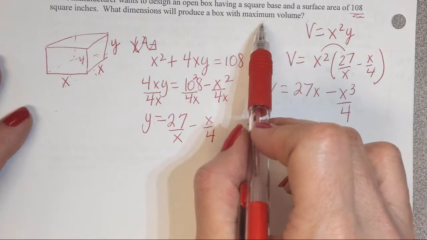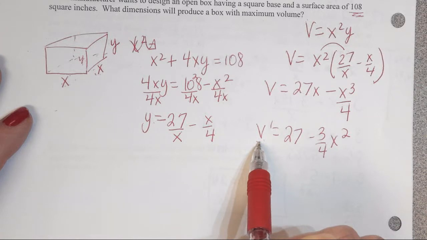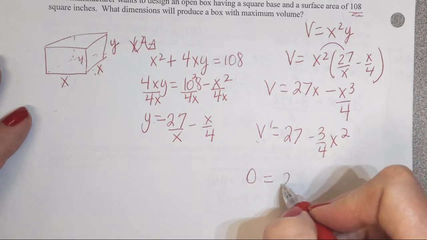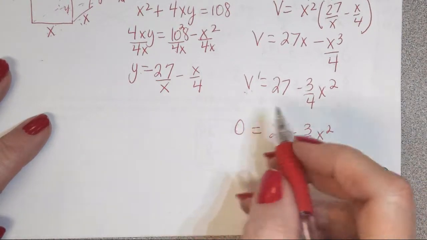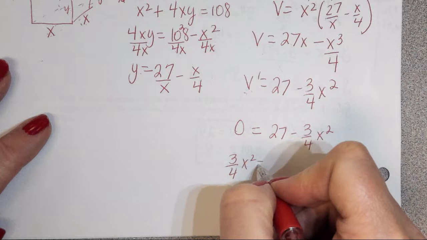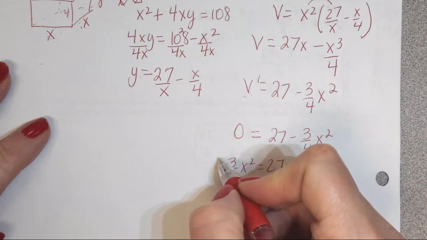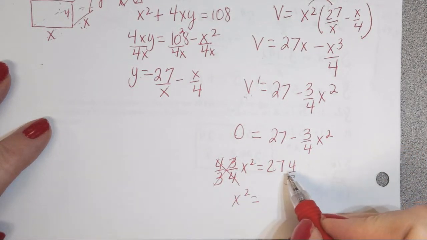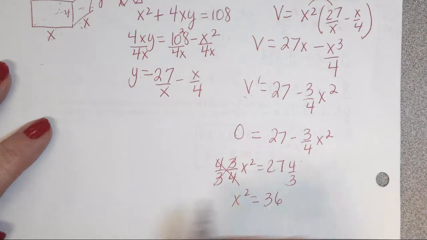If we're maximizing or minimizing, what do we need the rate of change of the volume, or the slope, to be? What happens at a high point or low point? The slope is 0. So I set this equal to 0. To solve, I would bring this over here. So it's positive 3/4 x squared equals 27. How do we get rid of 3/4? Multiply by 4/3. Do it this way. 27 divided by 3 is 9 times 4.